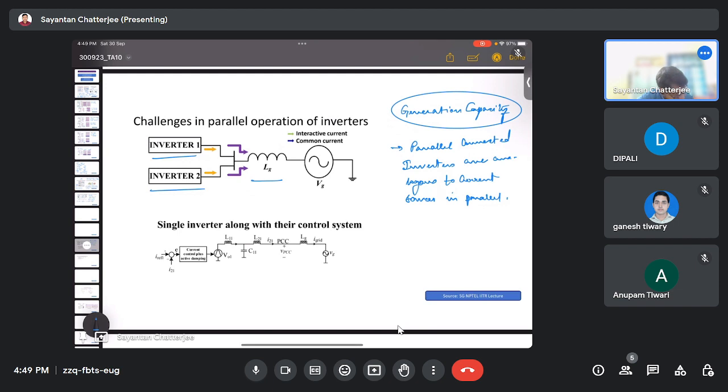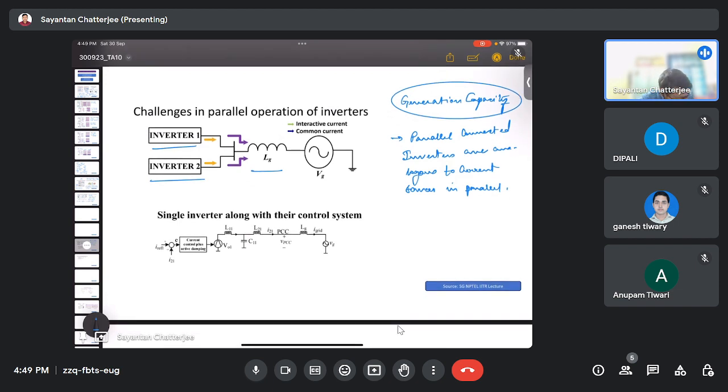This is the single inverter along with the control system. So this is the grid side I21, that current I21 needs to be controlled. So this is a feedback. This I21 needs to be controlled. Here we have an LCL filter. So LCL filter is present.